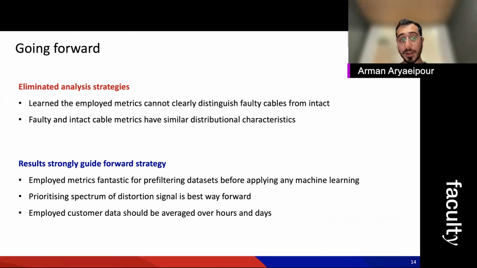But we have also found out that the metrics we employed are really fantastic for pre-filtering the data sets, even before applying any machine learning tools to them. We've also learned that by time averaging customer data over hours or days, we can better assess if a customer has a cable fault or not, instead of using a static time model like I did. So many, many ways to go forward and many lessons learned.